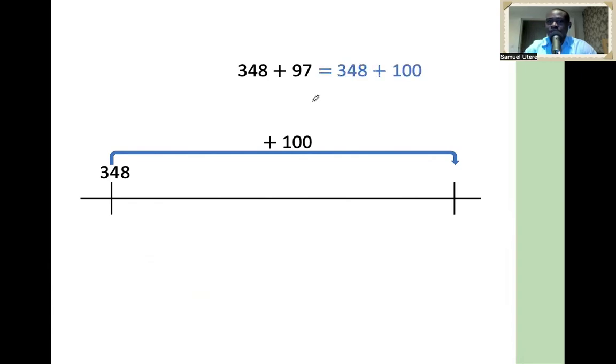And that's what has happened here. So we add 100 to it. We say, but we were actually asked to add 97. So mentally, we say whatever answer we get, we subtract 3 from it. And that's what has happened here. So our answer is 448 minus 3, which is 445.